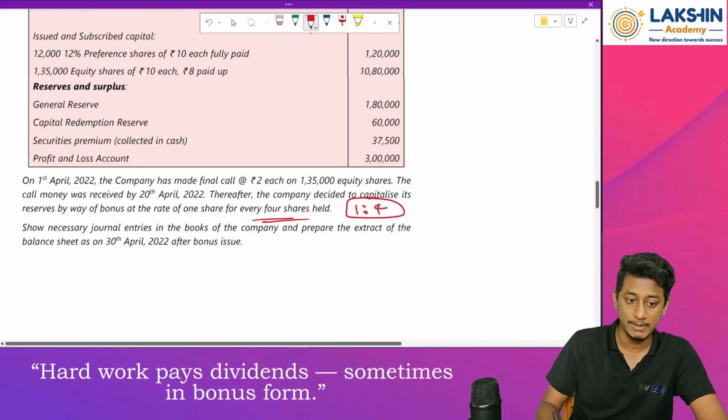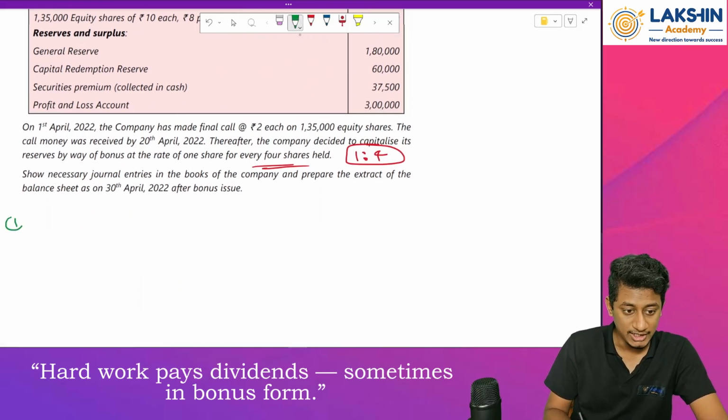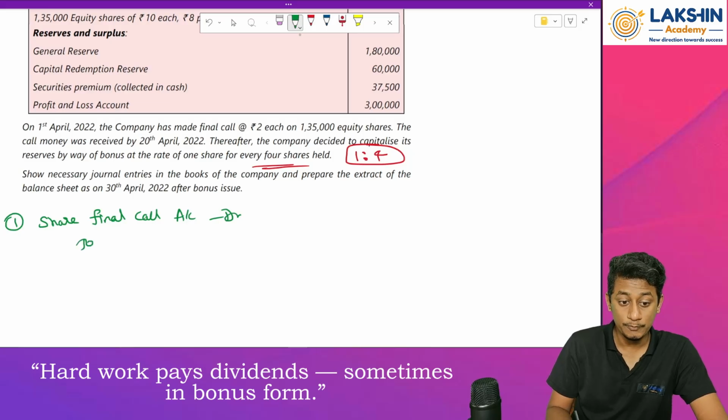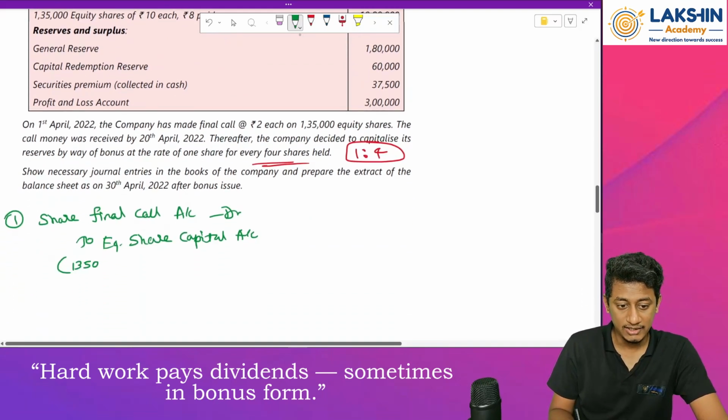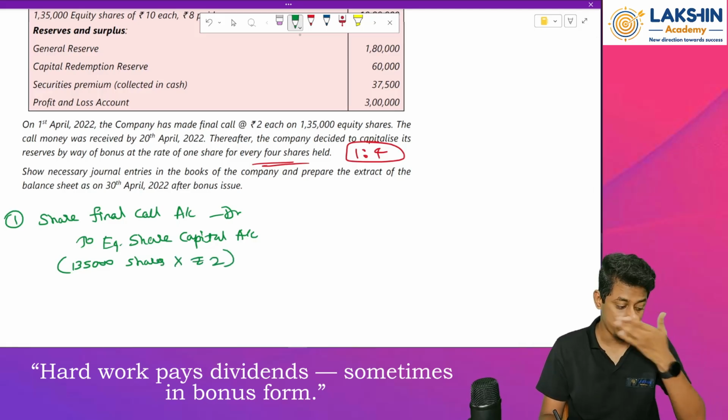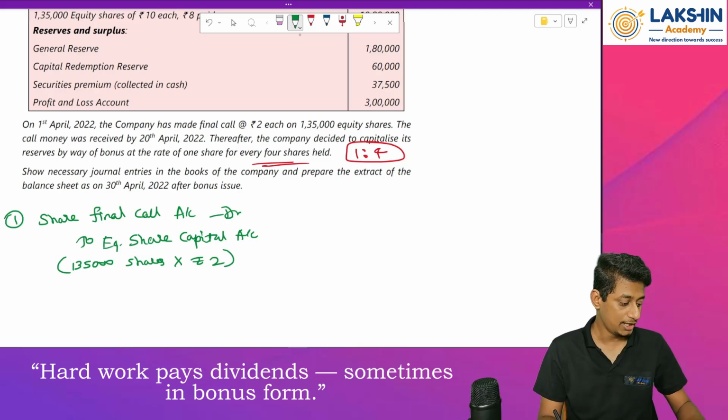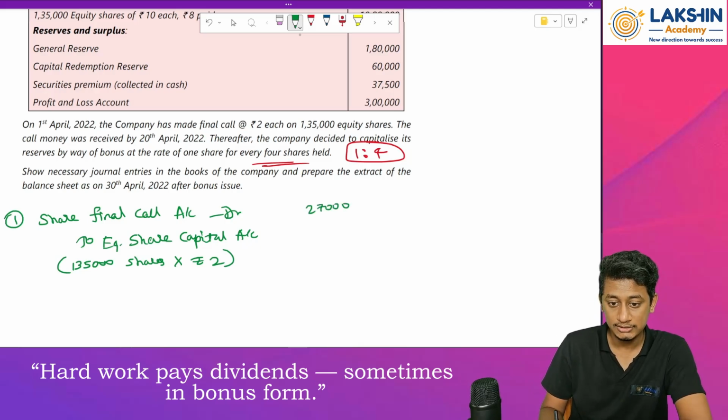Clear? So now the entry will be the first entry. Whenever I make a call, the entry will be share final call account debited to equity share capital account, right? Because we have preference, so we will better mention equity share capital account. Amount: how much was supposed to be received? On 1,35,000 shares, how much is supposed to be received? Rupees 2. That would be 1,35,000 into 2. So rupees 2,70,000 was supposed to be received.